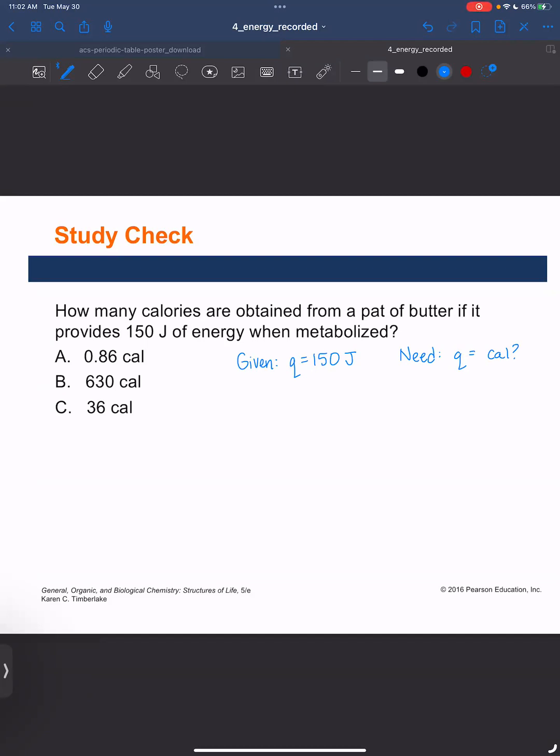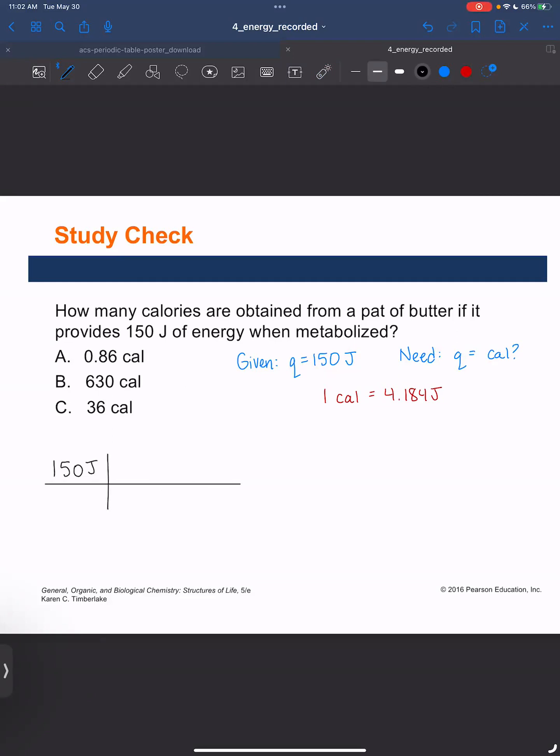All right, so because this is a conversion, I'm going to go ahead and write what we know, that 1 calorie is equal to 4.184 joules. I'm then going to start off the dimensional analysis with the given value that's a single unit. So that's the 150 joules. So 150 joules, and then I draw my ladder here.